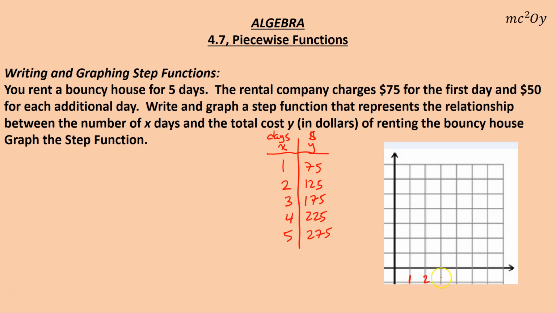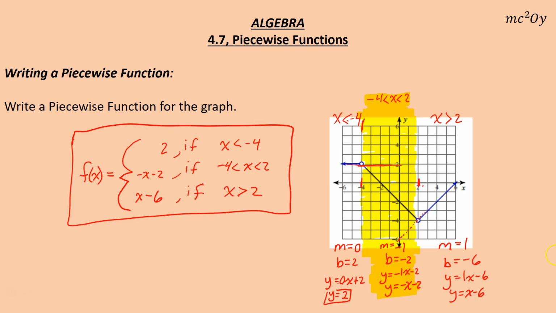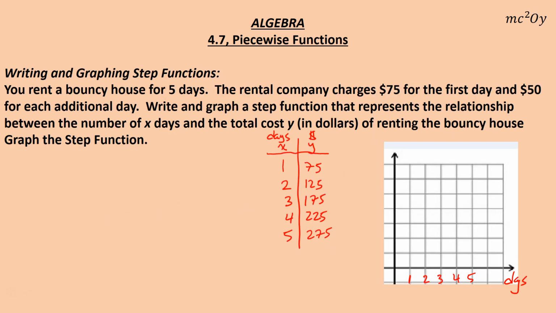Okay, so here's 1 day, 2 days, 3 days, 4 days, 5 days. It looks like going up by 1 on x, which represents the number of days. And then on the y-axis, I would have dollars, or total cost in dollars. And probably I'm going to go up by 50s. So 50, 100, 150, 250, 350.